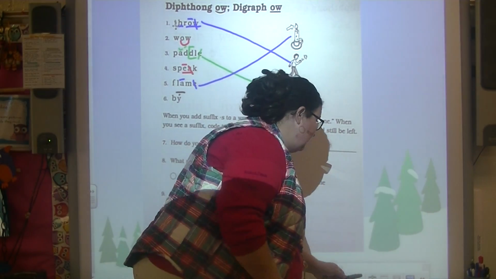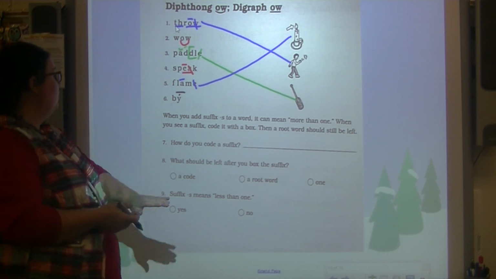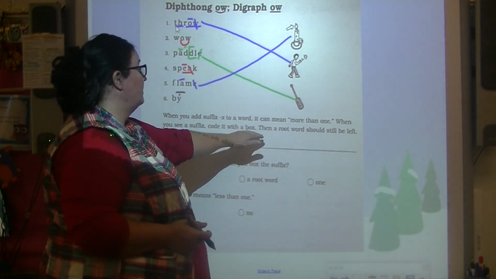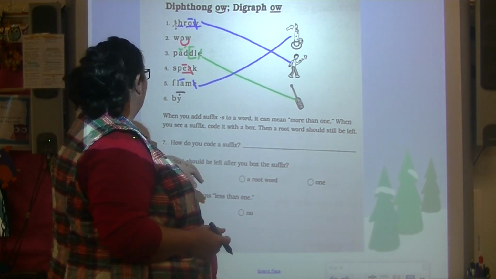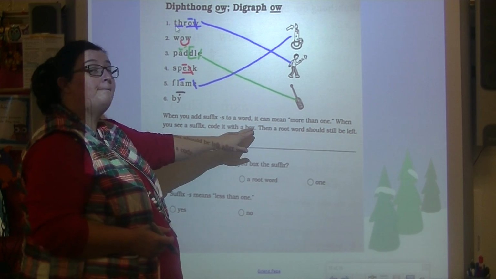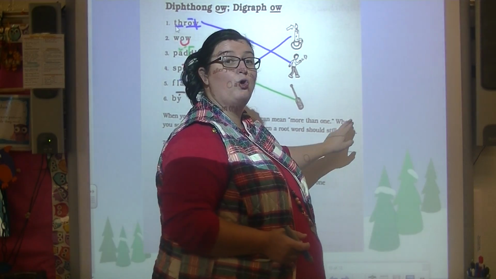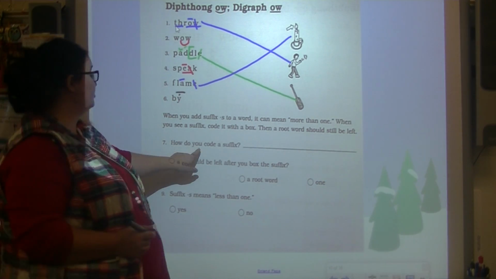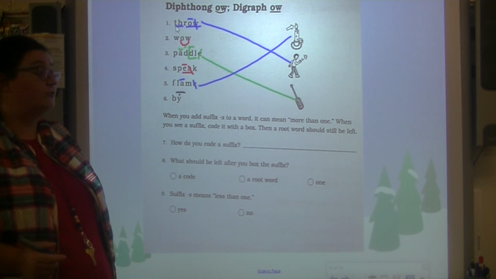We're reading about a suffix again today. When you add suffix S to a word, it can mean more than one. When you see a suffix, code it with a box. Then a root word should still be left. How do you code a suffix? Underline the sentence that tells you, boys and girls.